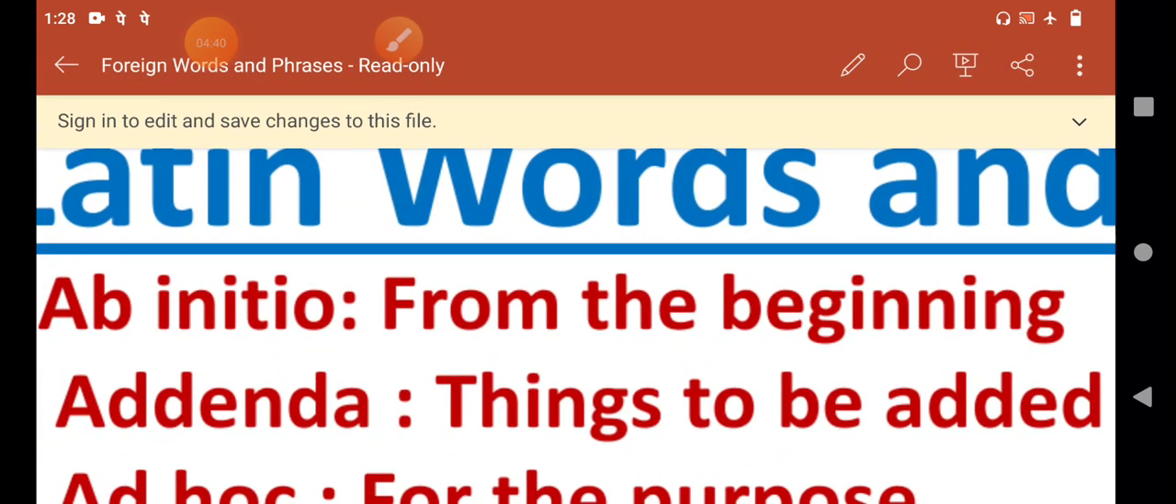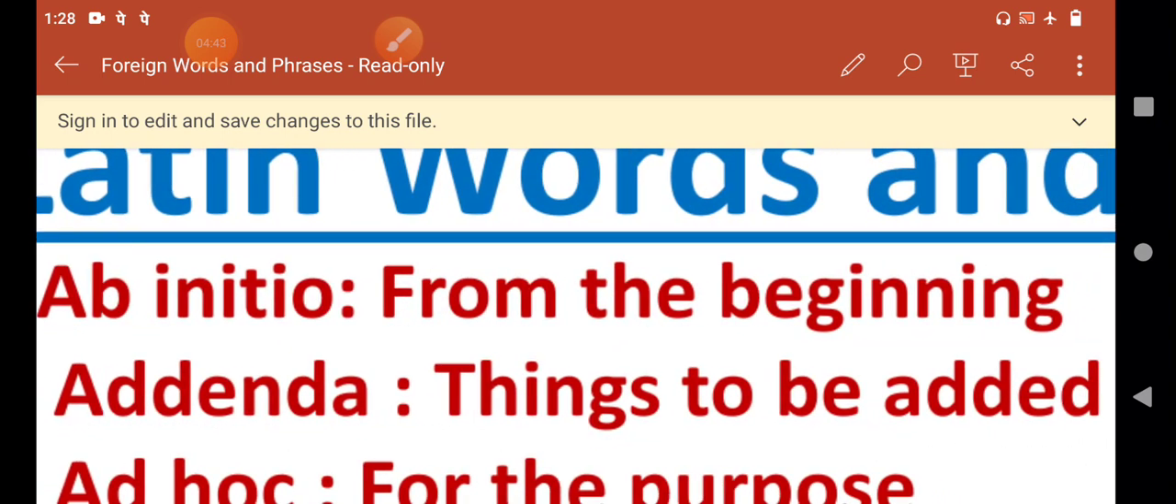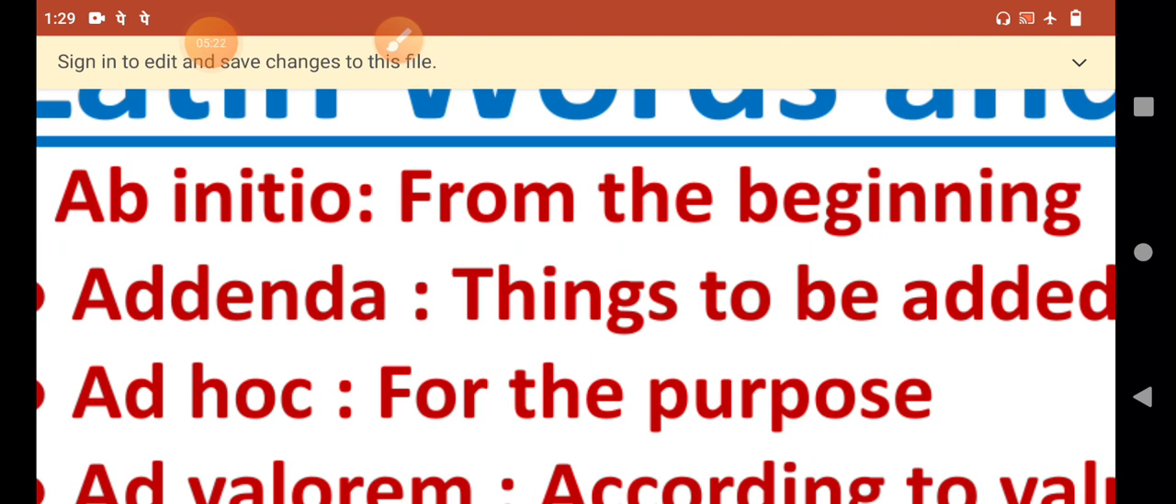For example, the first word is ab initio. Ab initio may be used in context as an adverb or as an adjective also. Ab initio, the word stress we put on initio, the second syllable. From initio, the second syllable, we should stress. Ab initio is a Latin term. The meaning is from the beginning.